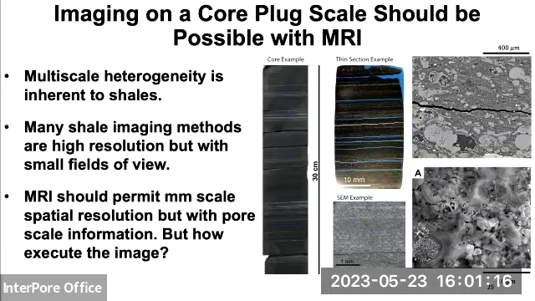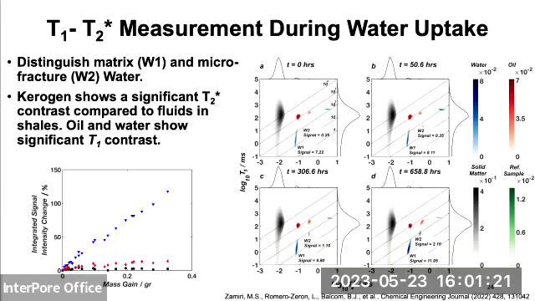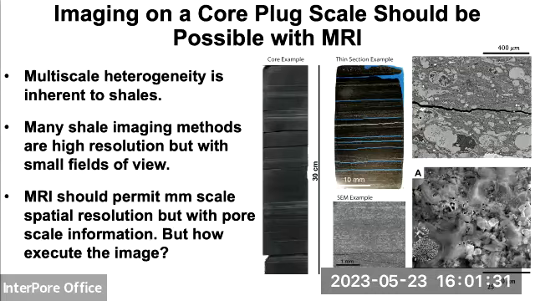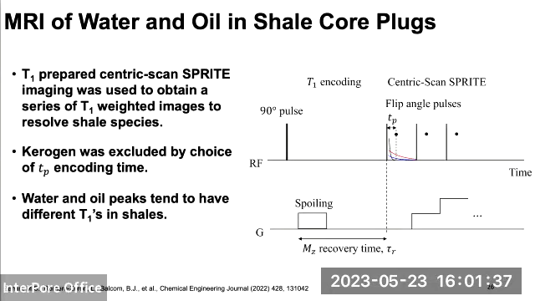Let me go back. You'll notice if we concentrate on the water and oil, there's not a big difference in the T2 star dimension. The systematic difference is in T1. So the measurement that we would invoke in order to analyze for water and oil is a measurement developed in my lab about 20 years ago called centric scan SPRITE. We can tune the parameters of the imaging so that we will not record any signal from the kerogen. We will only get water and oil. But there's no contrast between water and oil in T2 star. So we add in a preparation, so-called, which is a T1 encoding. And we do this multiple times, different T1 weightings added to the imaging in order to differentiate the water and oil spatially. So here's a 1D result.